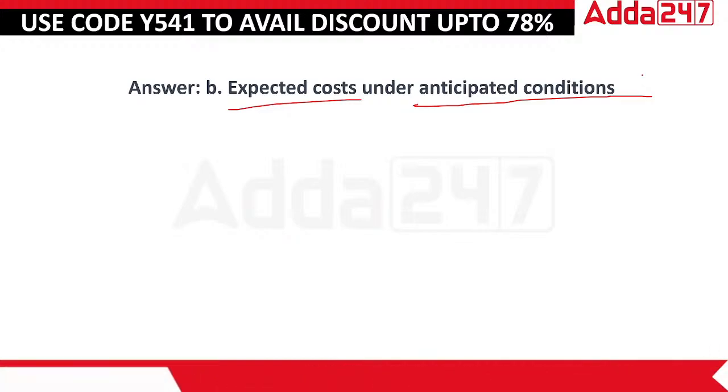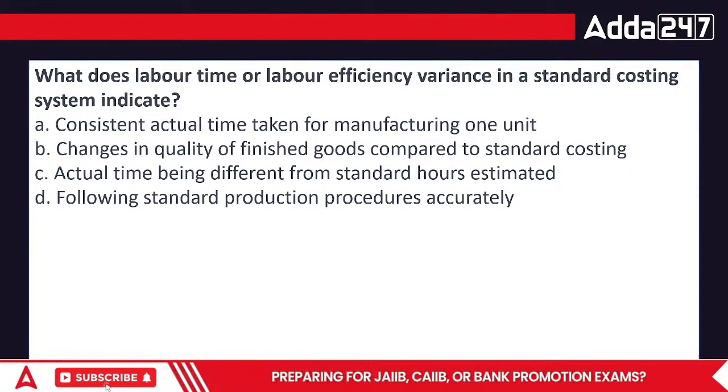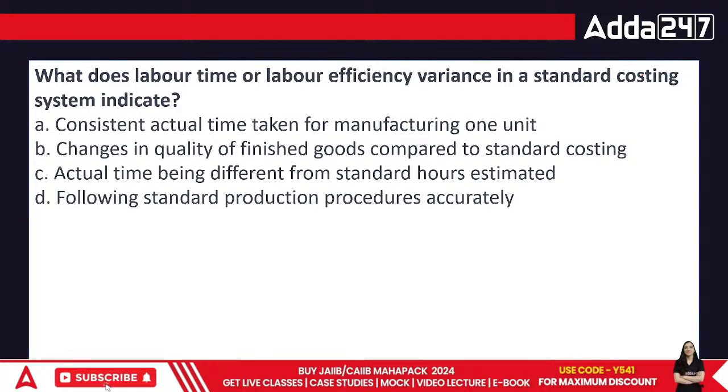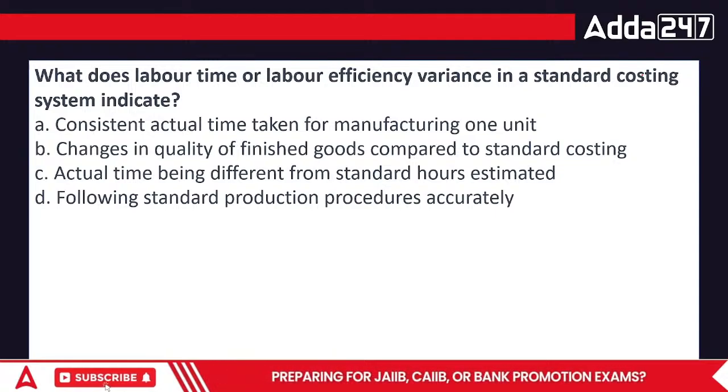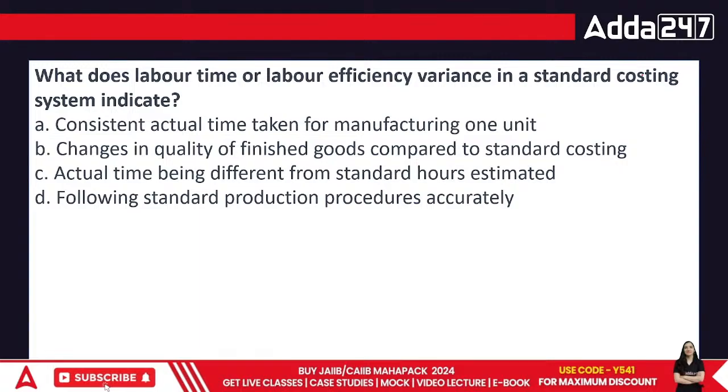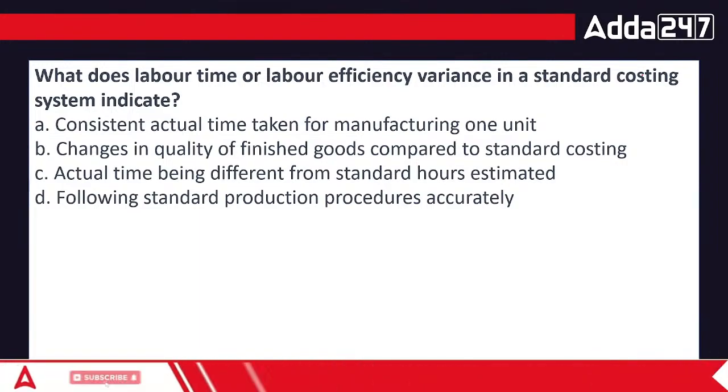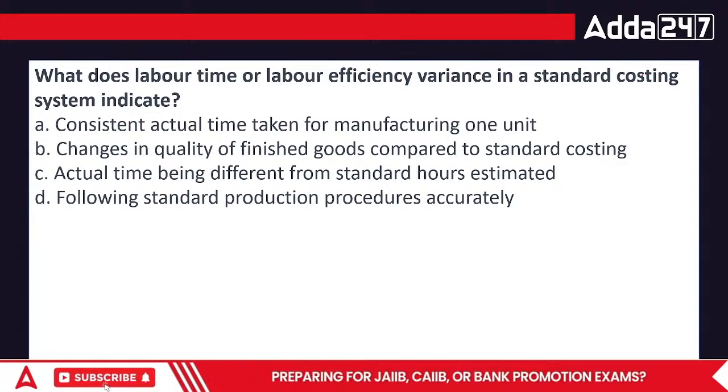Next point. What does the labor time or labor efficiency variance in the standard costing system indicate? Labor efficiency and labor time: standard time and actual time. If I thought of a specific time to be taken and it takes a lesser time, then it's good. I'm being more efficient. But if I'm taking more time, then I'm not being efficient. If there's no variance, it went perfect. The execution happened in the perfect way.